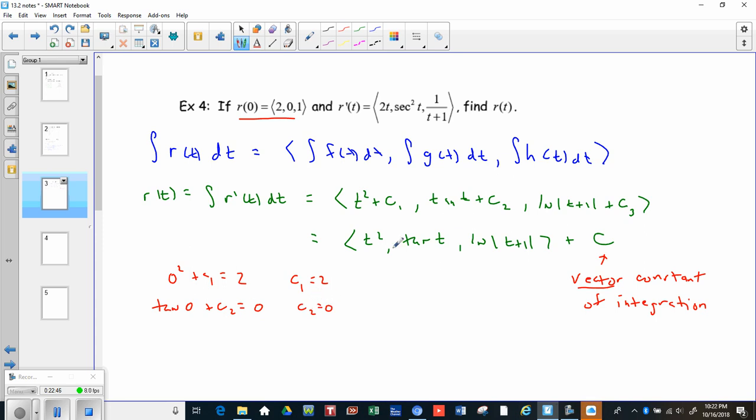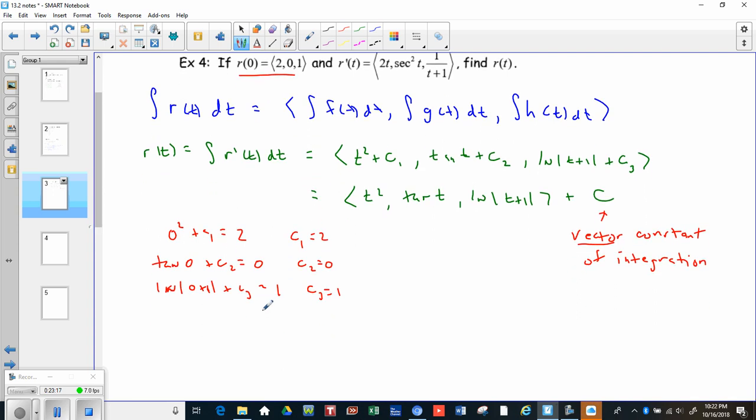And then in the last one, if I plug in 0 for t here, this one works out really nicely. I get the natural log of 0 plus 1, which of course is the natural log of 1, plus c3, and that has to equal 1. Well, natural log of 1 is 0, so c3, of course, then just equals 1. They aren't all that easy, but in this case it was pretty easy.